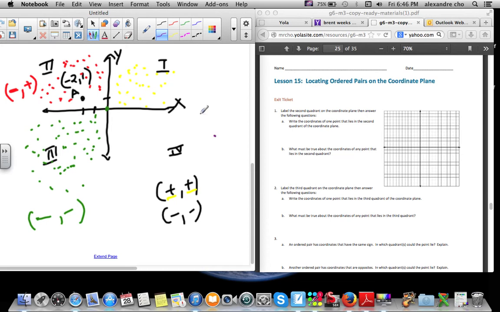What if they're opposites? Well, if they're opposite, we're talking about one sign that's positive and one that's negative, or one is negative and the other one is positive. If the first one is positive and the second one is negative, we're talking about points in quadrant 4. And if the first one is negative and the second one is positive, we're talking about quadrant 2 again. Okay.